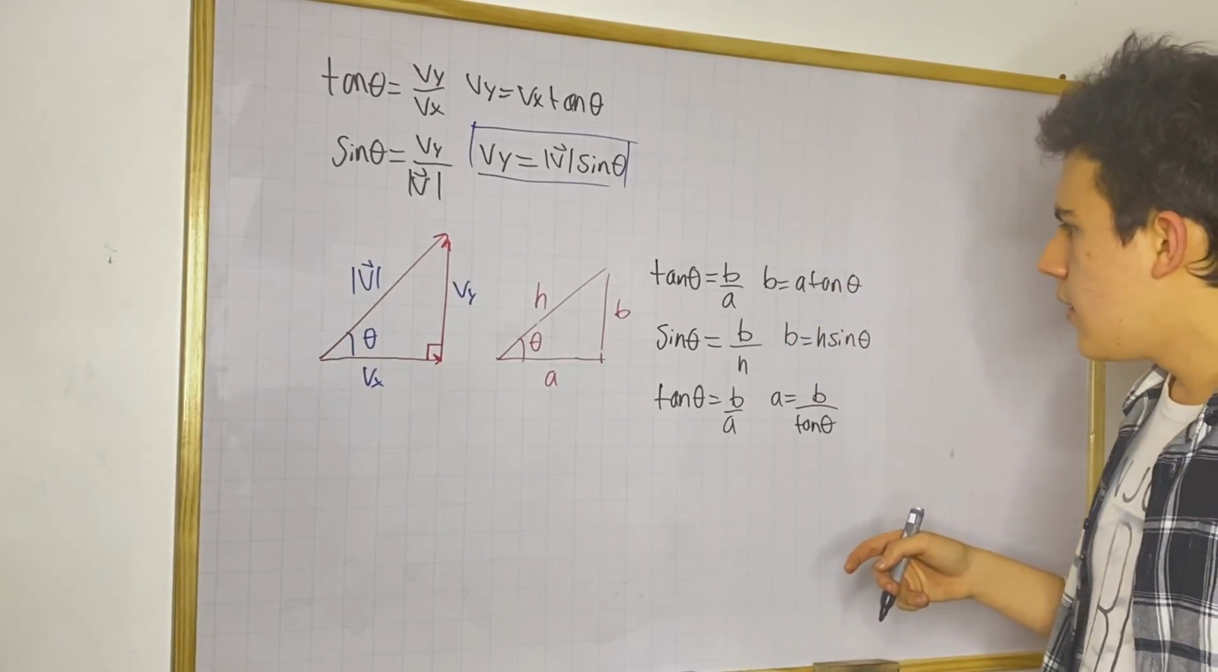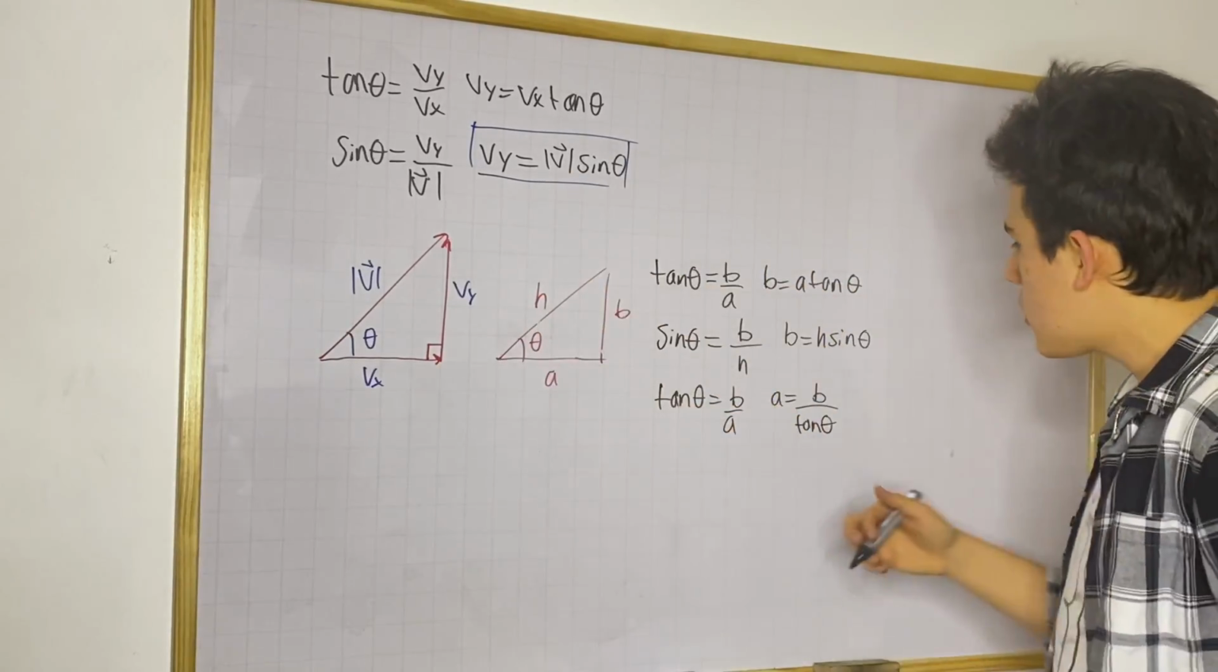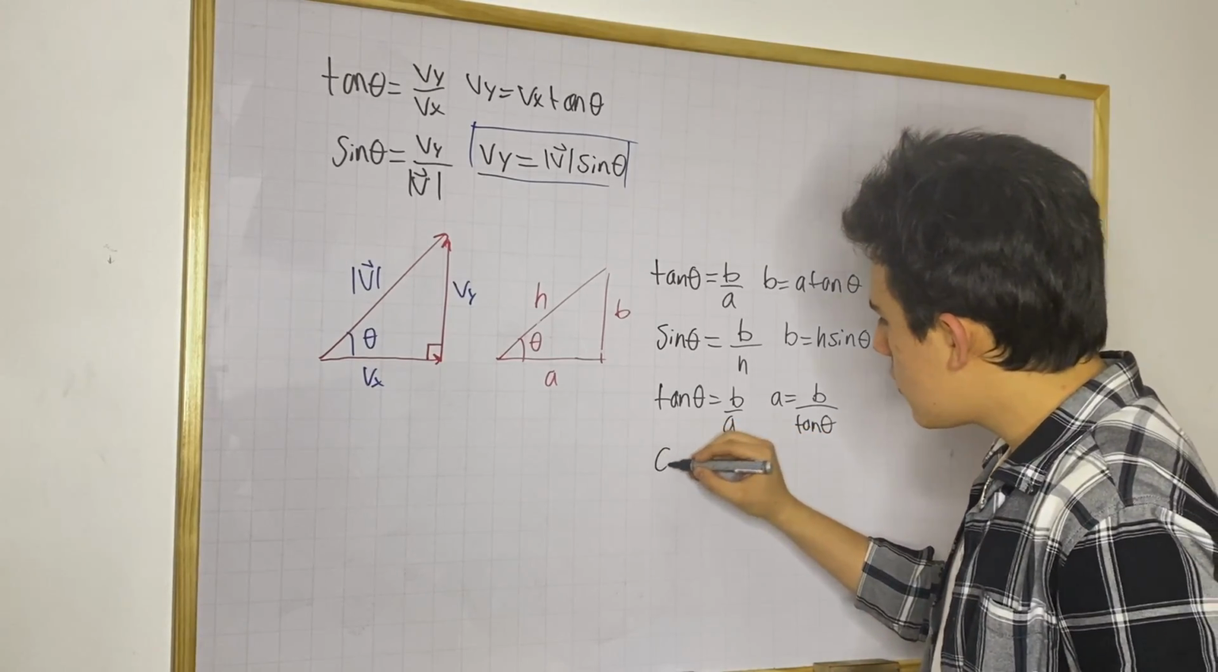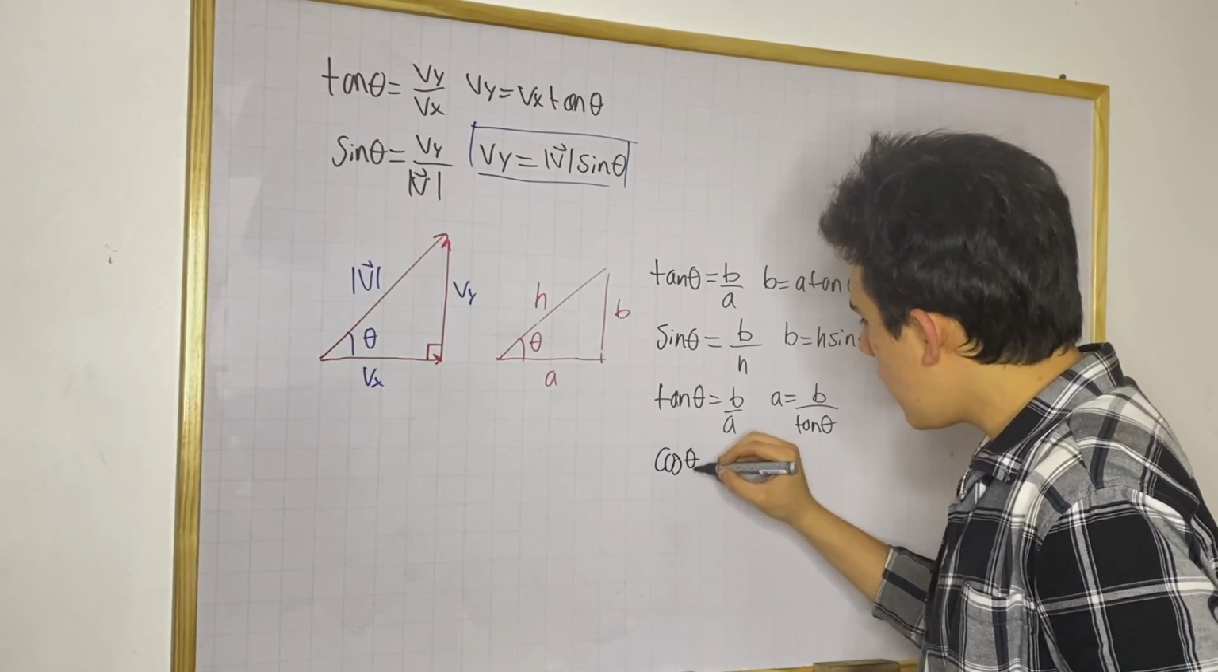You find A. You could also use cosine of theta. You could say that cosine of theta, that's an S.